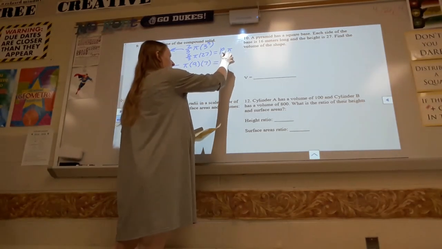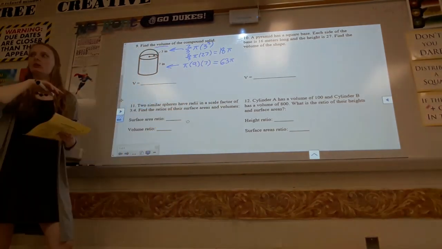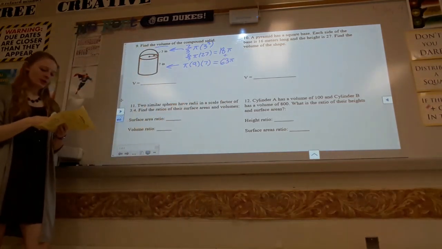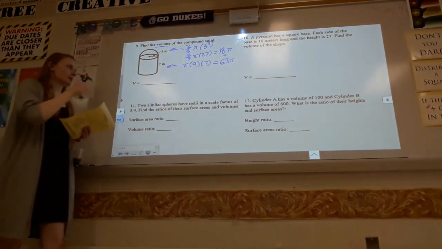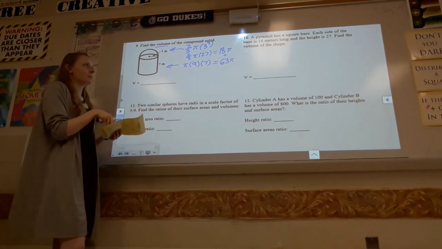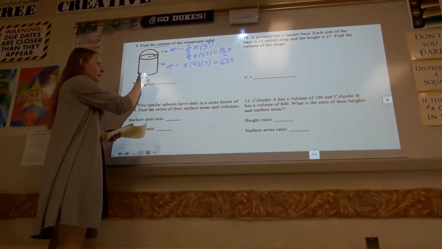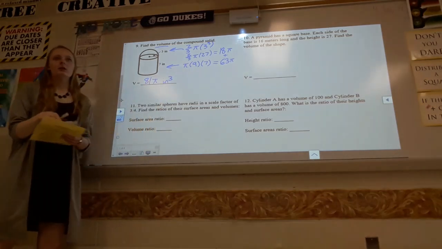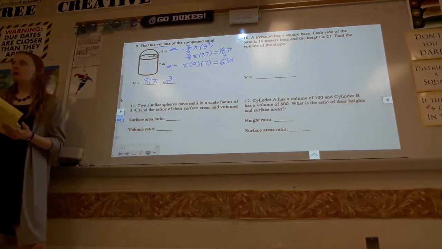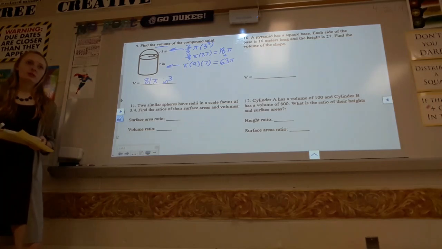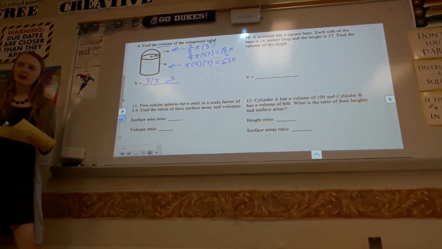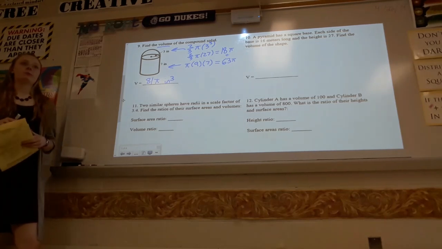Okay, 63 pi. So I have the 18 pi from the hemisphere and the 63 pi from the cylinder. Add them together, what do you get? 81. So it would be 81 pi inches cubed is my final answer. So when you have a compound solid, make sure you find the information for both of the shapes separately, whether it's volume or if I ask for a surface area, you're going to find the lateral areas, and then add them together.